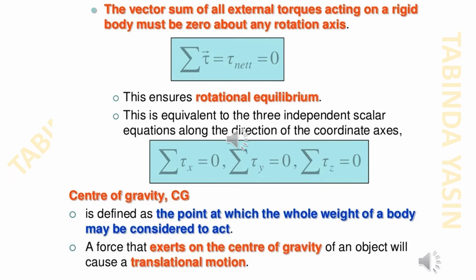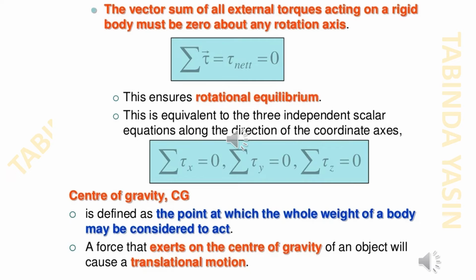The vector sum of all external torques acting on a rigid body must be 0 about any rotational axis. That is the second condition, that is summation tau is equal to tau net is equal to 0. It means that the rotational forces are 0, so this ensures the rotational equilibrium. This is equivalent to three independent scalar equations along the directions of the coordinate axes. That means the torque in the x direction, summation tau x is equal to 0, torque in the y direction, summation tau y is equal to 0, and torque in the z direction, that is summation tau z is equal to 0.